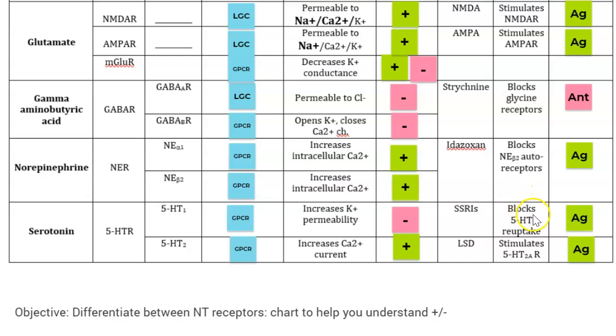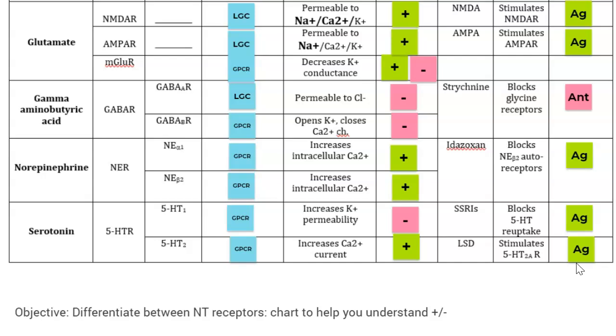Same thing for the reuptake inhibitors. So these selective serotonin reuptake inhibitors block the reuptake of serotonin. So that means that serotonin is going to stay in the synapse longer. So this is an agonist. And then anything that stimulates the receptor, mimics the neurotransmitter, is also an agonist. So that is the neurotransmitter chart.